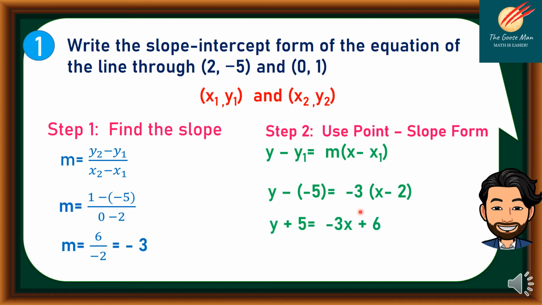Simplifying it further, we have negative of -5 is positive 5. Then we distribute -3 times x is -3x. Then -3 times -2 will give us positive 6. Then subtract both sides of the equation by 5. So we have y is equal to -3x plus 1. Remember that this is the slope-intercept form.